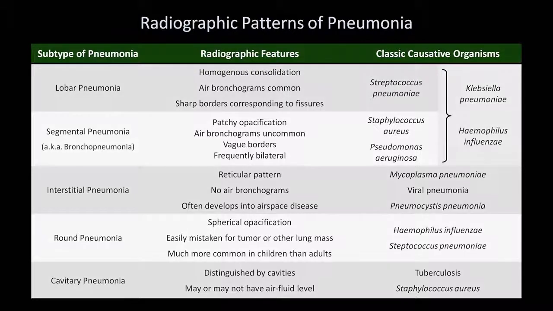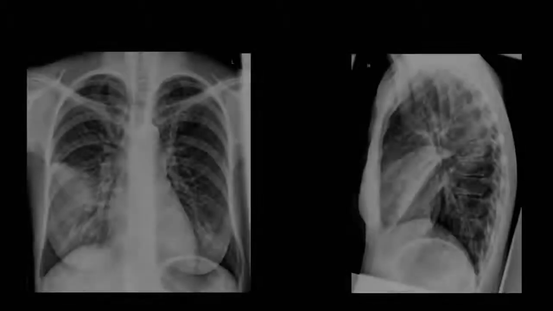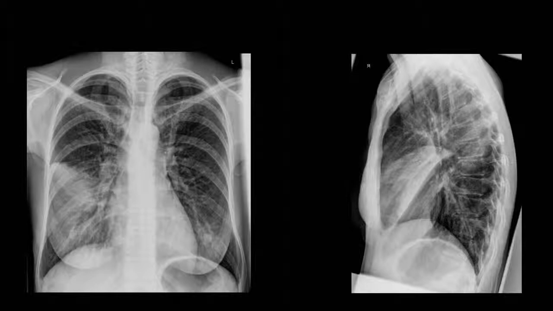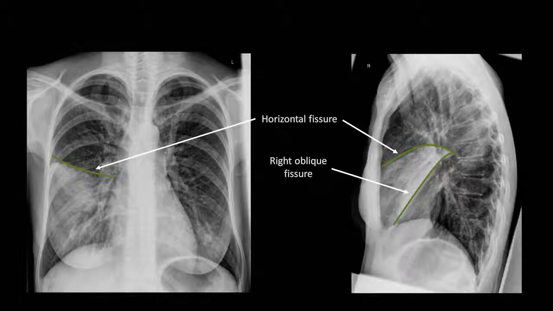So let's apply some of this information to understand and interpret some X-rays of pneumonia. What do you see here? There is obviously opacification in the right mid and lower lung zones. There appears to be a silhouette sign such that the right heart border is obscured, suggesting the opacification is located in the right middle lobe. We can also easily see the sharp demarcation between the opacity and normal lung tissue. This border corresponds to the horizontal and right oblique fissures.